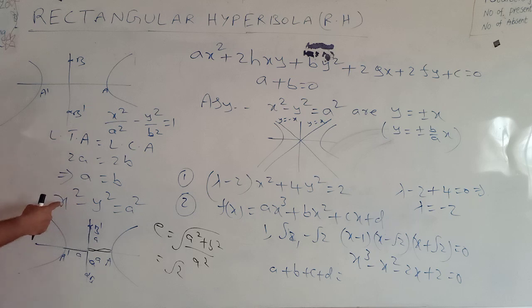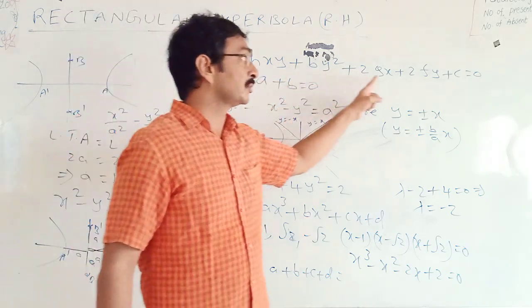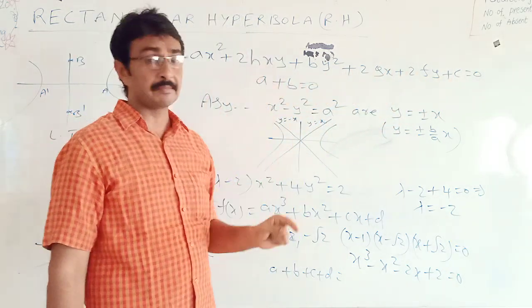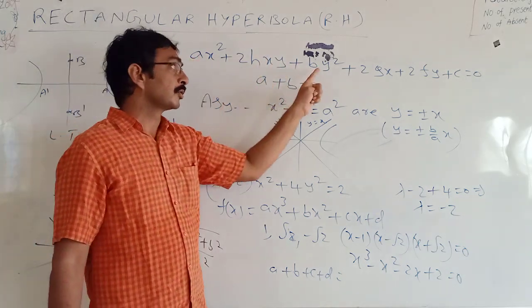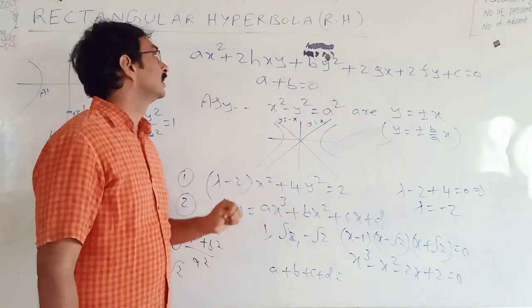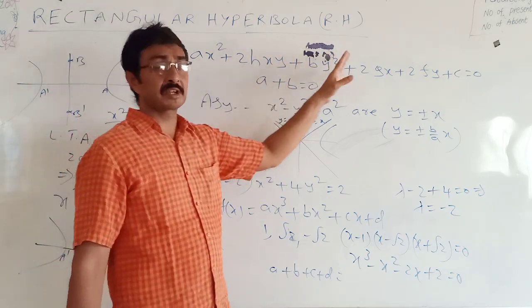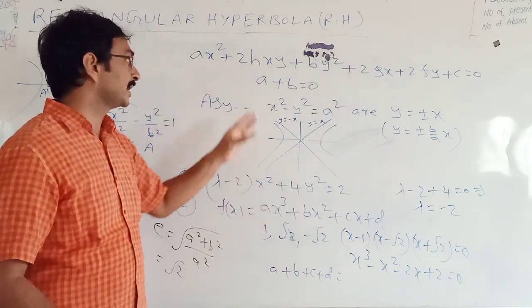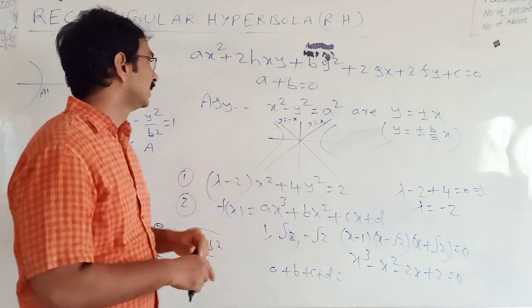See, in this equation clearly coefficient of x square plus coefficient of y square equal to 0. 1 plus minus 1 is 0. Not only for standard form, for any second degree non-homogeneous equation, it represents a rectangular hyperbola if and only if coefficient of x square plus coefficient of y square equal to 0. That means a plus b equal to 0. So there are problems based on this: find the unknown value if the equation represents a rectangular hyperbola. By using coefficient of x square plus coefficient of y square equal to 0, we can find the unknown value.